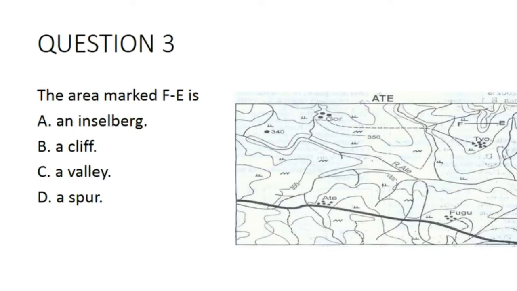Question 3. The area marked F to E is A. An iceberg, B. A cliff, C. A valley, D. A spur. Let's go to our map again. The area marked F to E, that is the area at the top right hand side of our map. In our legend, we have main road here, our contour is here. So the area marked F to E is an iceberg. That is option A.